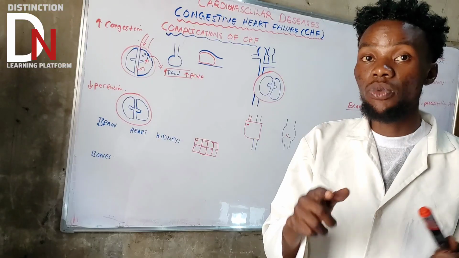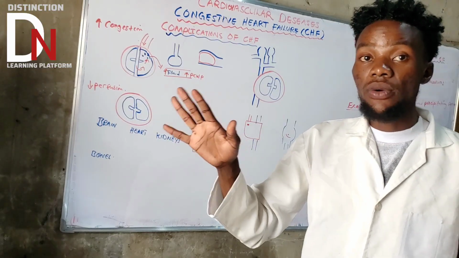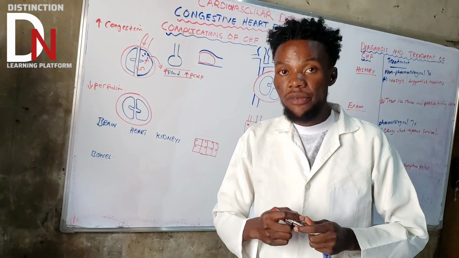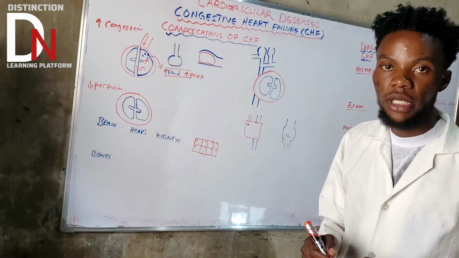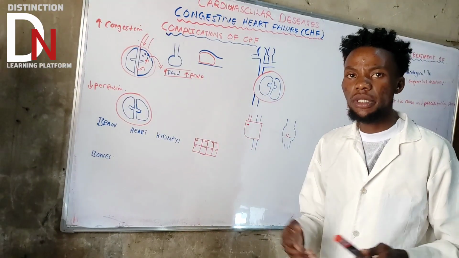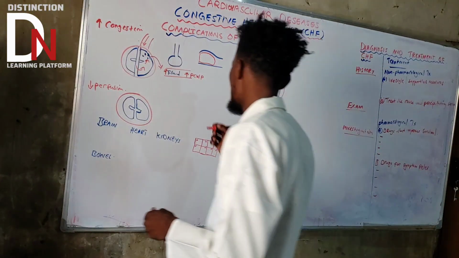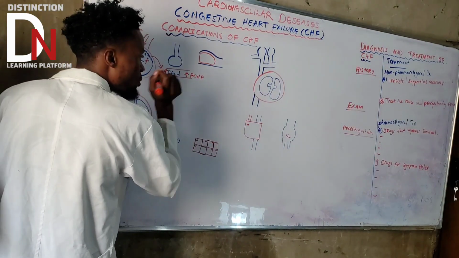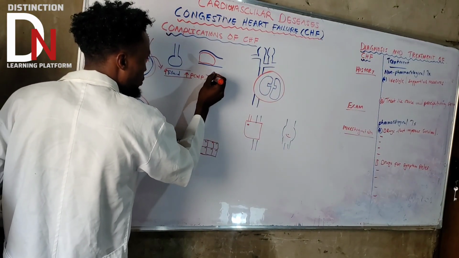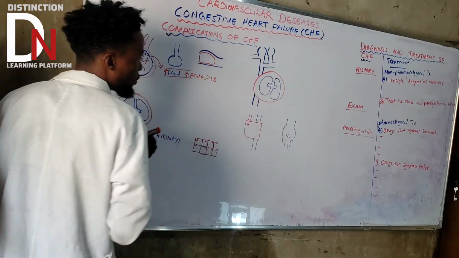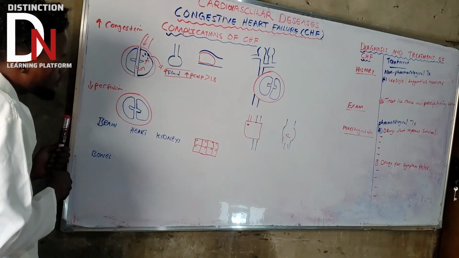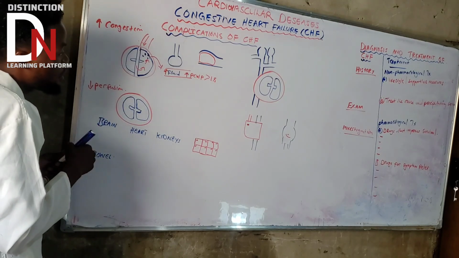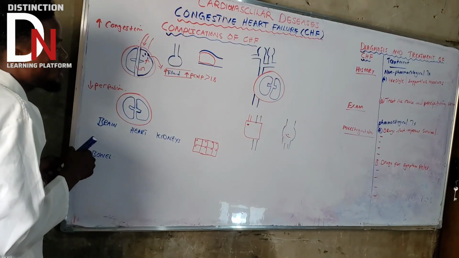If it is less than that, it will be due to other causes apart from heart failure. Okay, maybe it can be ARDS, acute respiratory distress syndrome. It can be a lot of causes apart from cardiac failure. So what are we saying? If it's because of cardiac failure, it has to be greater than 18 millimeters of mercury.